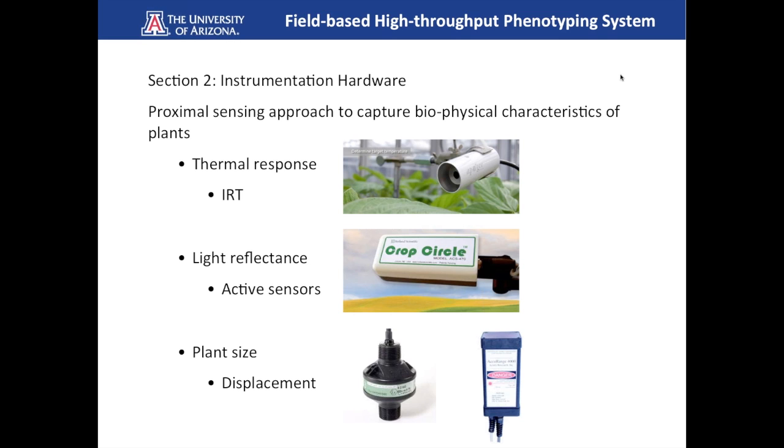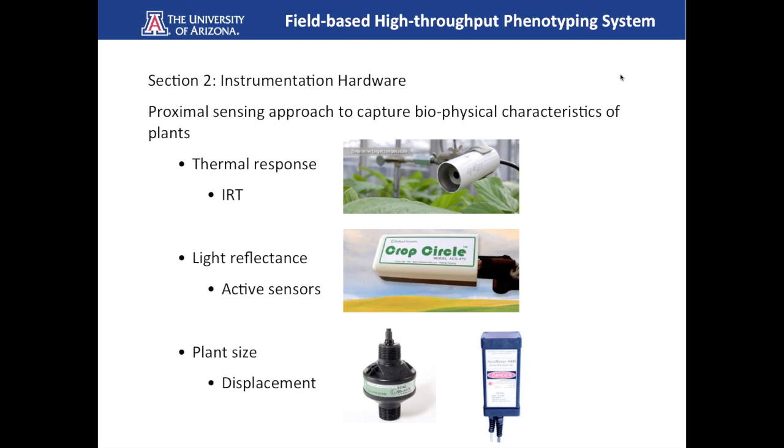Now, section 2, I'll cover some instrumentation hardware that we use in this platform. So, proximal sensing approach to capture biophysical characteristics of plants. I have 3 types that we will be explaining with more detail. So the first one is the thermal response of the canopy, plant canopy, and we use infrared thermometers for that purpose. We also record light reflectance characteristics of the crop with active light sensors.